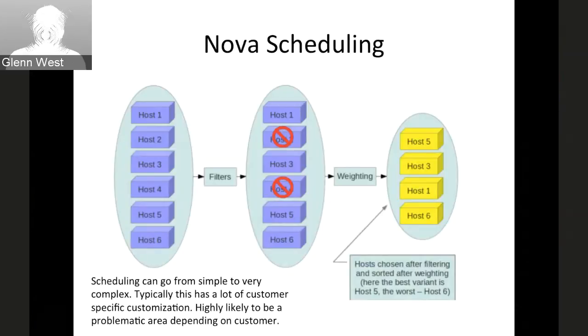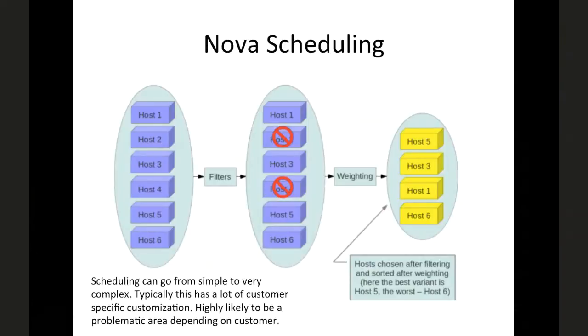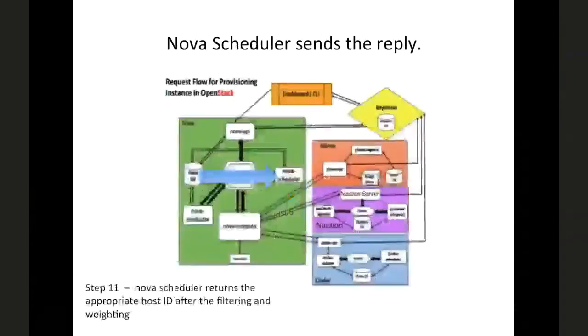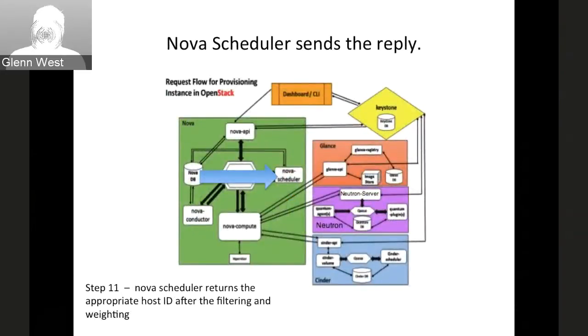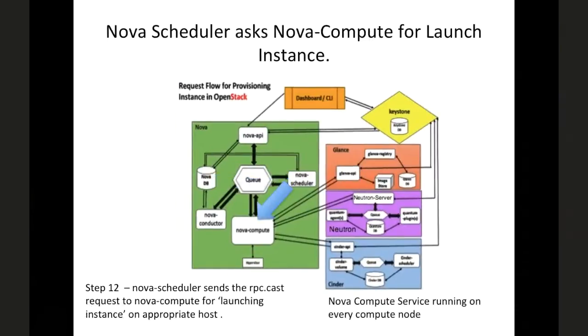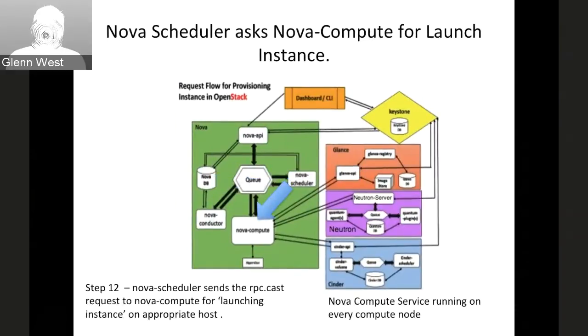So a lot of times the scheduling issues in Nova are where a lot of customizations are. Obviously, this also tends to be where a lot of problems can creep in with the Nova scheduling. In the end, we get back a host. So the Nova scheduler sends back the appropriate host ID after doing all this filtering and weighting. So now we're ready to send the request over for launching the application on the appropriate host.